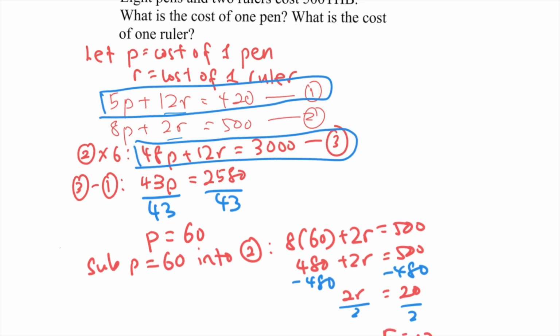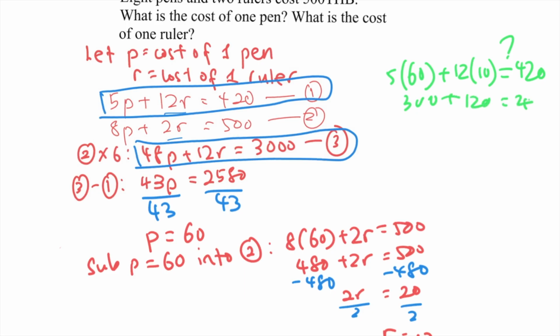So you should really check your work to see whether the answers are correct. So it's 5 times 60 plus 12 times 10. Does it give you 420? This is 300 plus 120, yes, it is equal to 420. And then 8 times 60 plus 2 times 10, see what it gives you. So this is 480 plus 20, yes, it gives you 500.